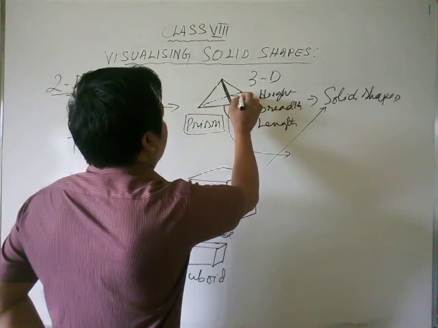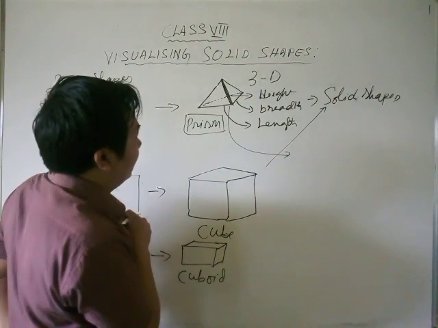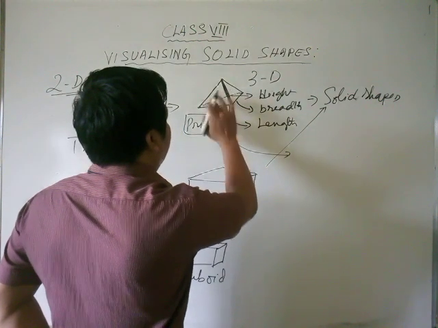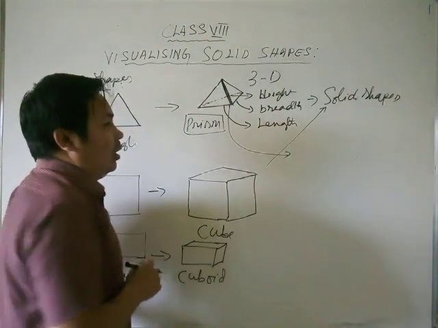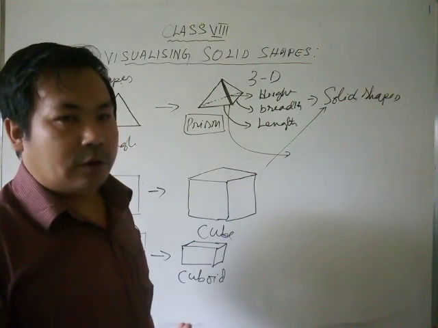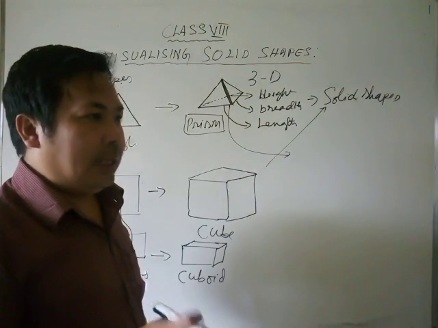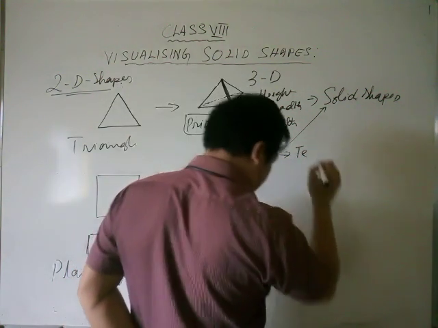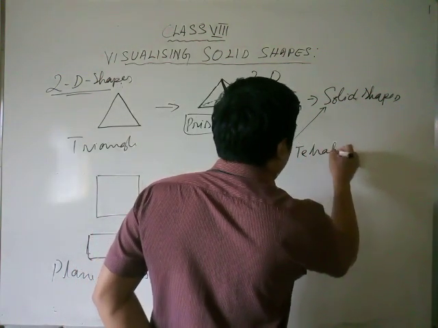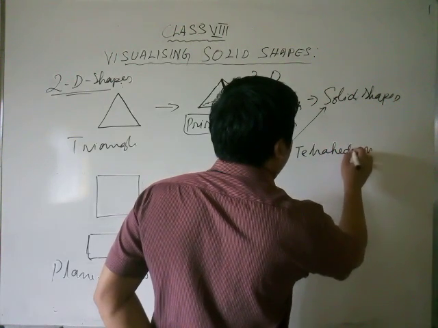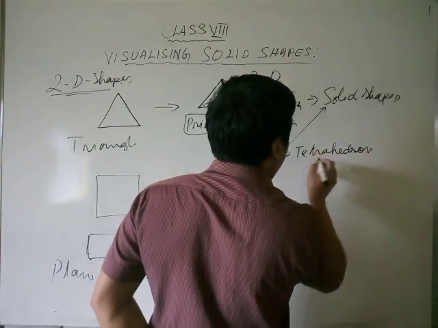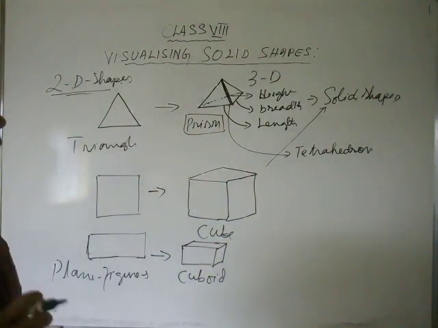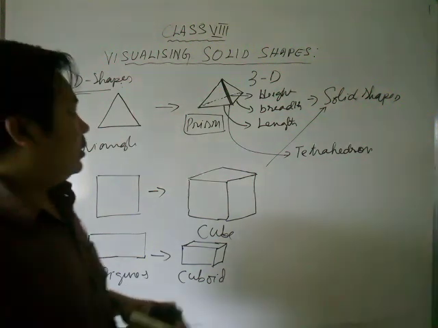There is another face there. So see, we'll find that there are 1, 2, 3, 4. So 4 faces will be there, which are all equal. That 3D shape is called a tetrahedron. It's called tetrahedron.